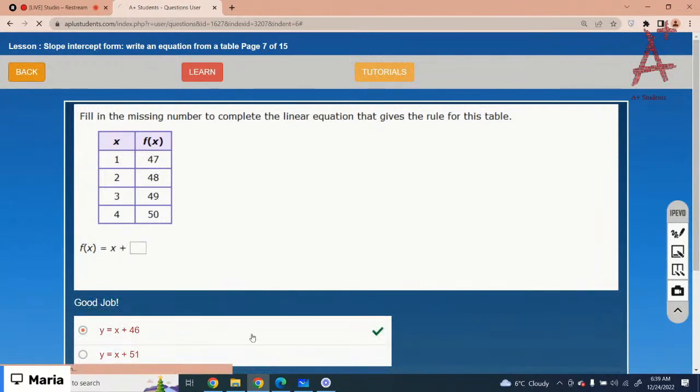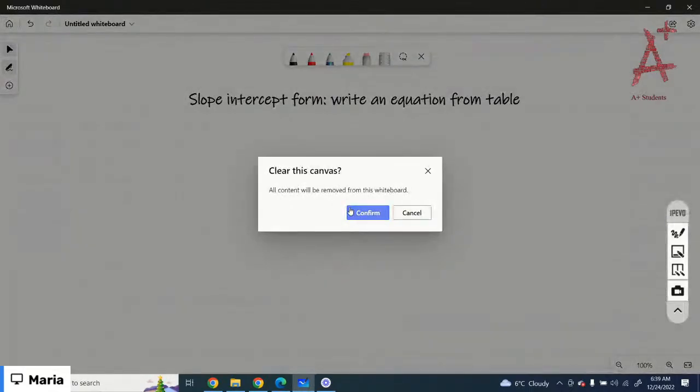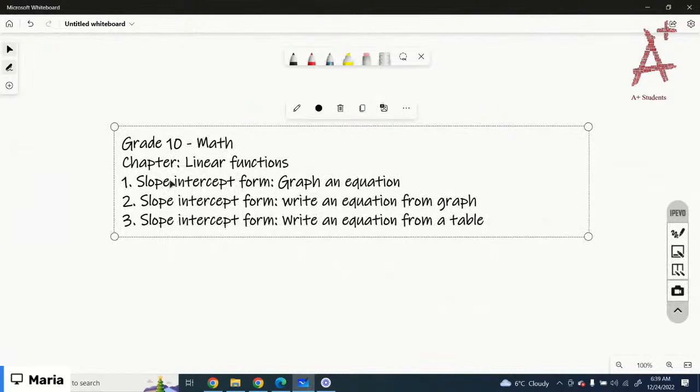Okay, you can complete the test by yourself later today. So here is the list of the lessons we have covered today. We are working on the chapter linear functions from grade 9. You can find the chapter on aplusstudents.com. Go to grade 9 maths, find the chapter linear functions. The lessons we have covered today are slope intercept form graph and equation, slope intercept form write an equation from graph, slope intercept form write an equation from a table. Got it? So you can complete the test for all the lessons we did today.